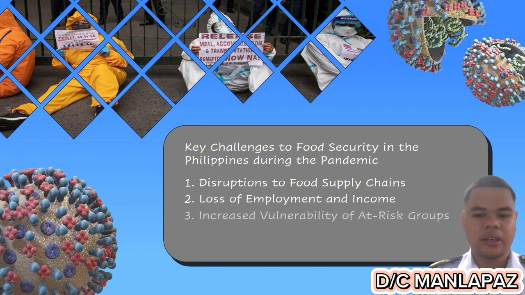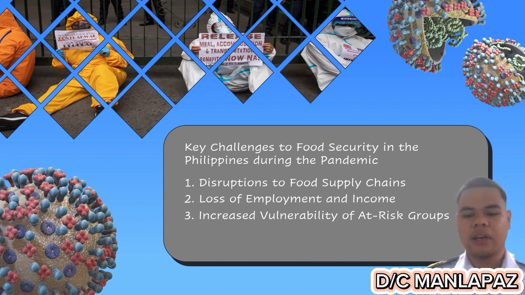Lastly is increased vulnerability of at-risk groups. The pandemic disproportionately affected vulnerable groups such as women, children, and low-income households. These groups were already at risk of hunger and food insecurity and were further affected by the disruption to food supply chains and the loss of livelihood.